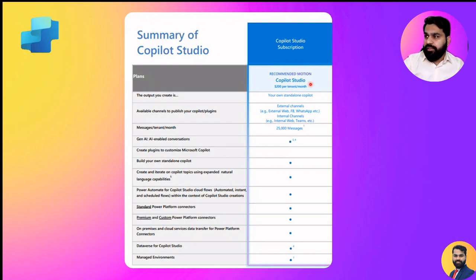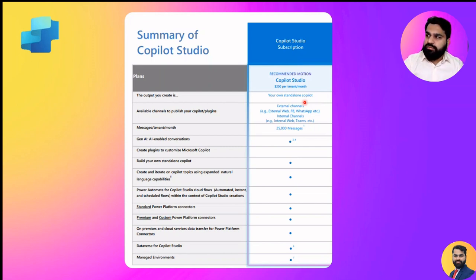We would need to understand that also. Feel free to load those user licenses, because those will eventually be required for the users to access these custom copilots which are built using Copilot Studio. What would users be able to do with this particular license? The output you create is your own individual standalone copilot. These are custom copilots basically.